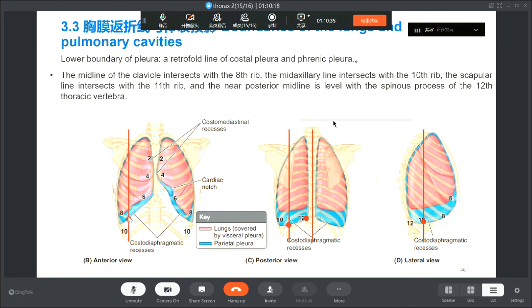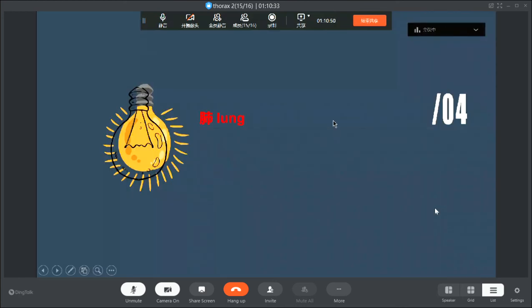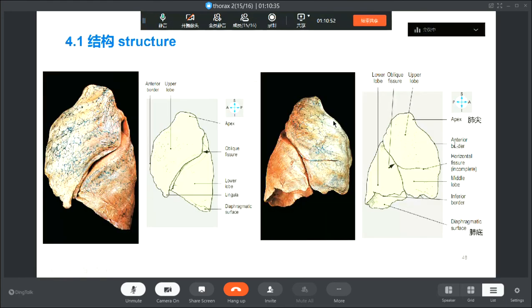The upper boundary is the costal geography that we see. This blue line, the blue region, shows the costal geography that we see. Okay, so let's see the outer lung.